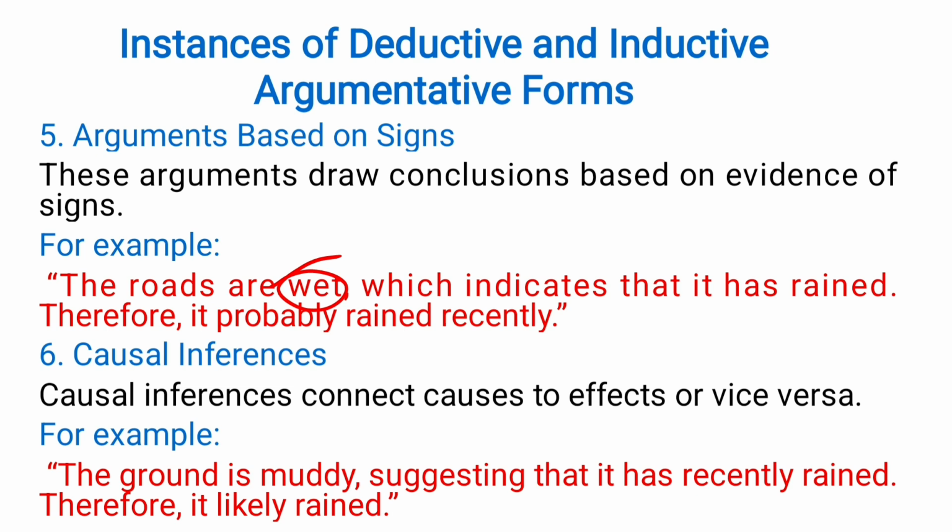To sum up, distinguishing between deductive and inductive arguments involves recognizing distinctive forms and understanding how conclusions relate to premises. Deductive arguments provide absolute support for their conclusion, while inductive arguments suggest probable conclusions based on evidence.